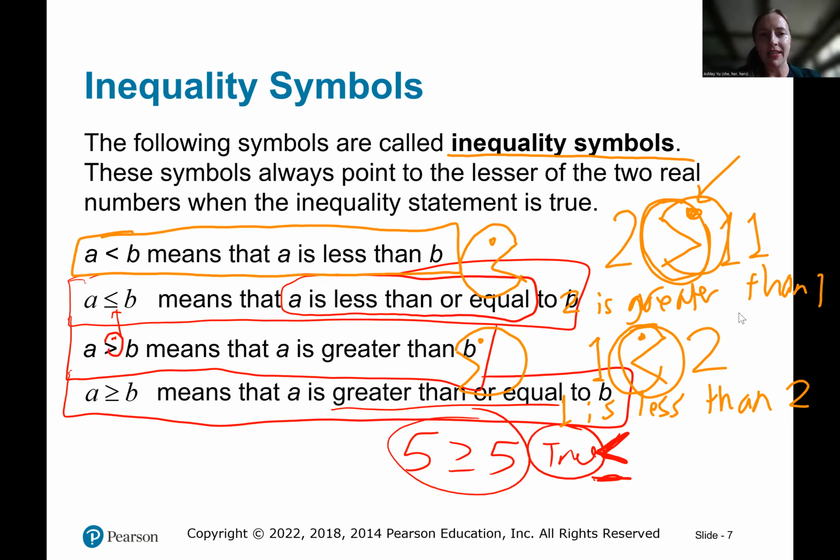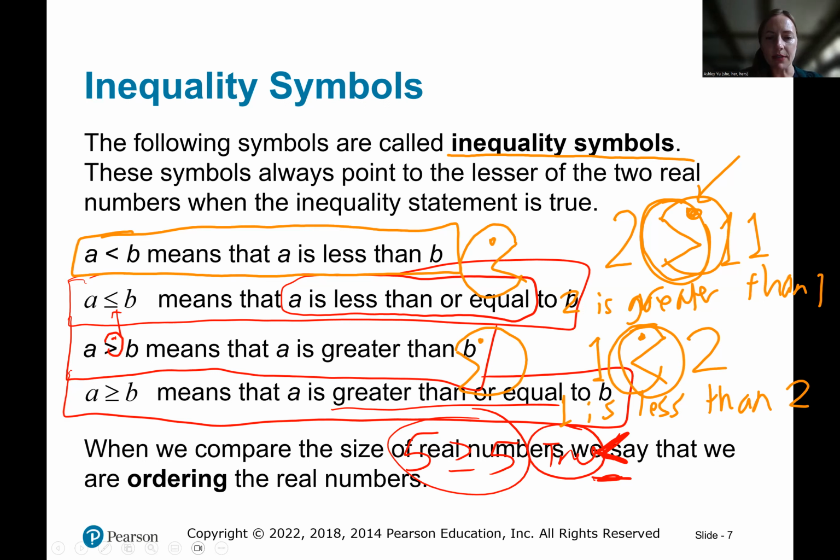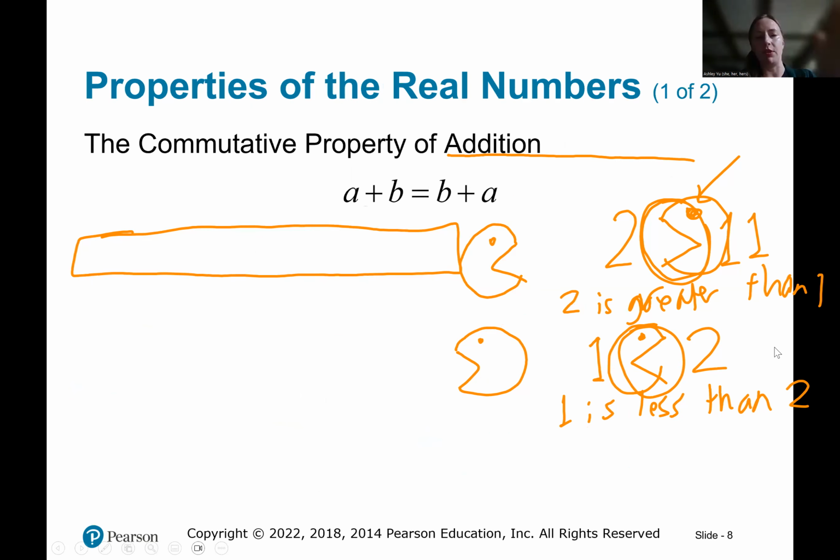So that's enough. When we compare the size of real numbers, we say that we are ordering the real numbers. Yeah, I guess because real numbers, like on the number line, you can always put them in order. Okay, let's see. I'm going to get rid of all this stuff.